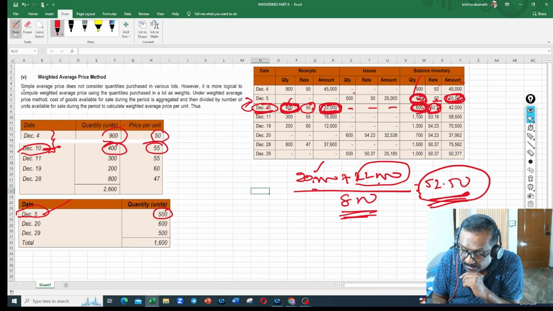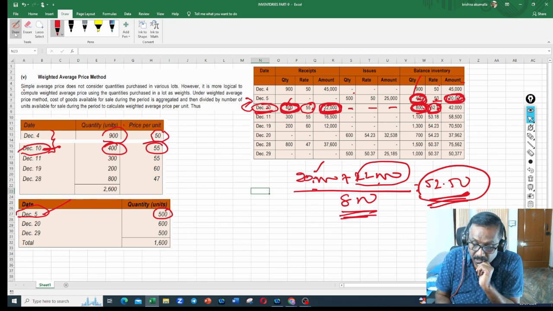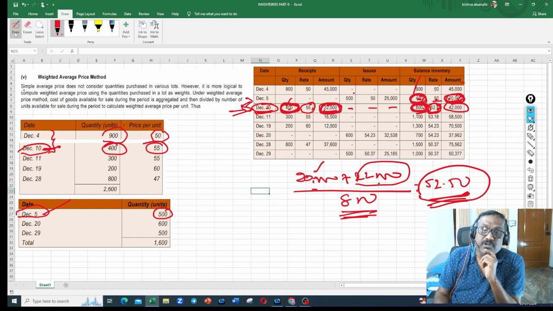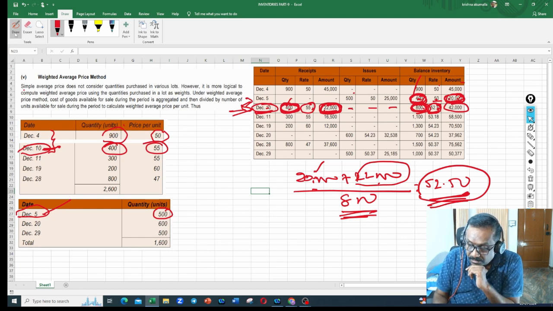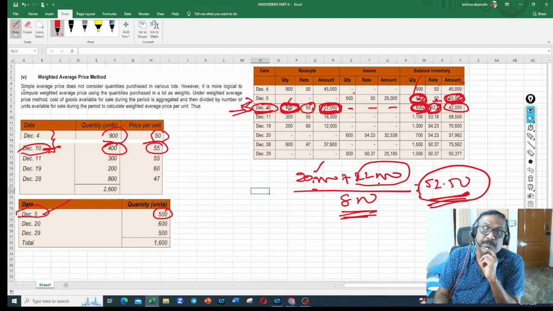That should be the price I need to take for closing inventory on December 10th. So my closing inventory value is 42,000. How did I get 42,000? 800 into 52 rupees 50 paisa. If you multiply, you get 42,000.